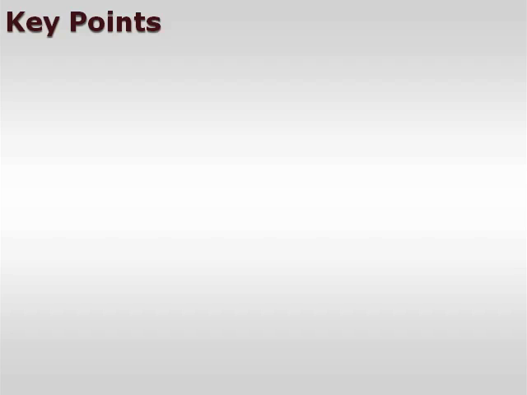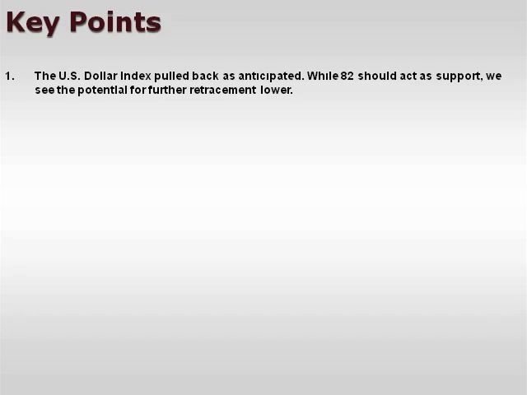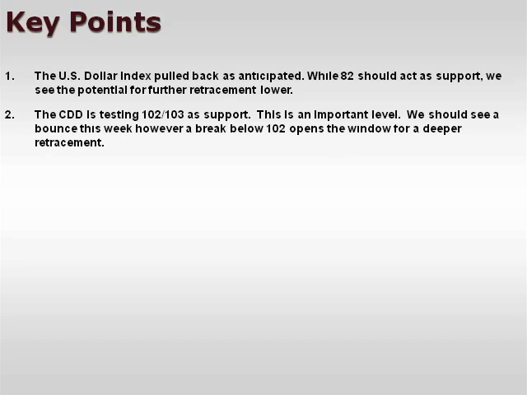Let's take a look at a few of our key points. First of all, the US dollar index pulled back as anticipated. While 82 should act as support, we see the potential for a further retracement lower. The CDD is testing 102, 103 as support. This is an important level. We should see a bounce this week. However, a break below 102 opens the window for a deeper retracement.